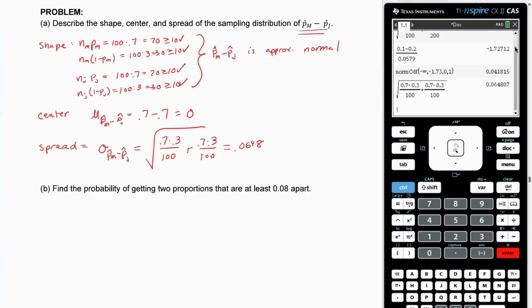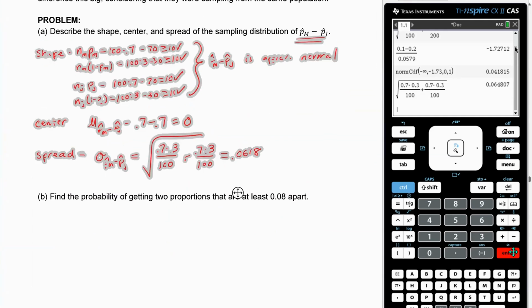All right, so we know about the center and spread. Now, what's the probability that the two will be 0.08 apart? Well, let's just map this out a little bit.